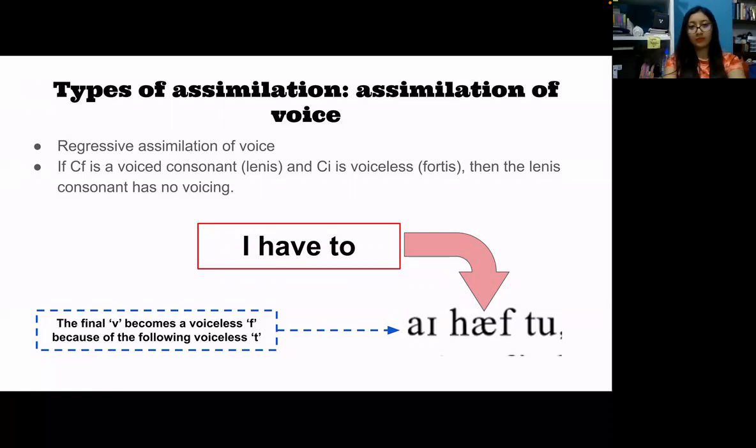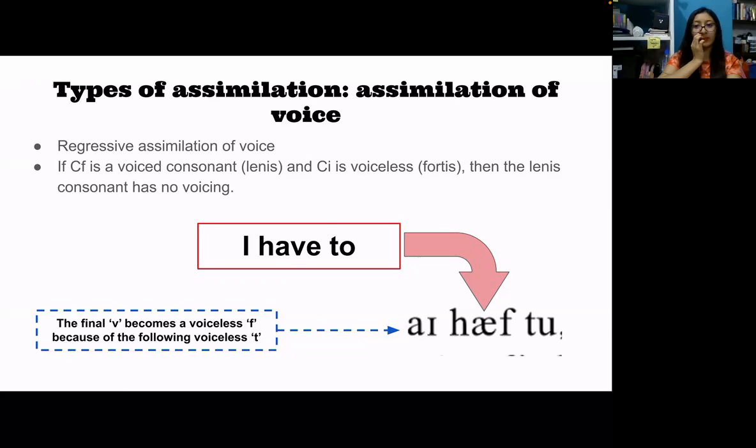will become voiceless. For example, in the phrase "I have to." When you pronounce it slowly, you can say "I have to." But when we're talking in rapid speech, this V in "have" will change to a voiceless F. So it will be "I have to." I really don't want to do my homework, but I have to. You see, there's no voiced V consonant anymore, but a voiceless F.